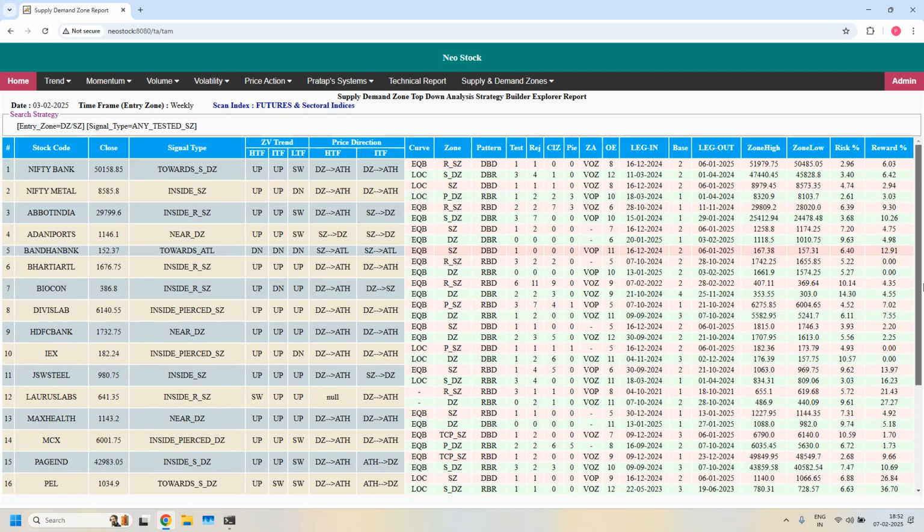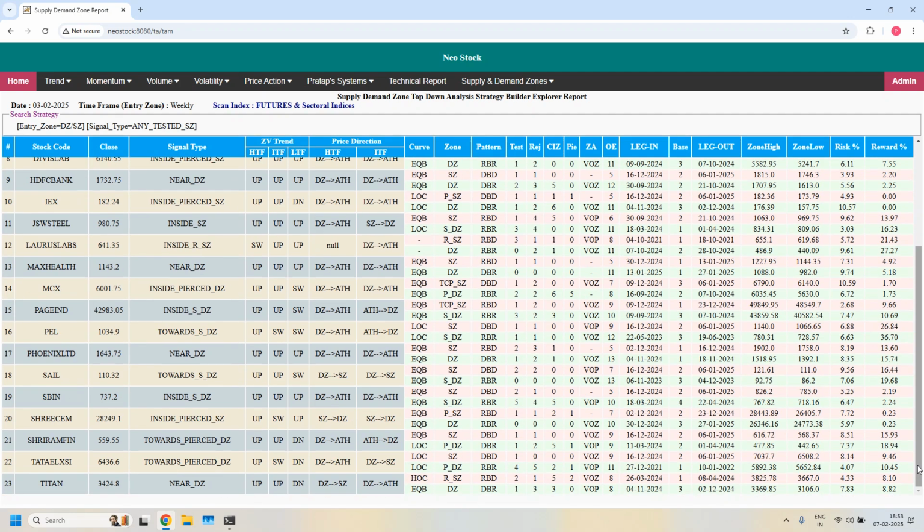So total 23 stocks having weekly supply zones are tested during this week. First 16 stocks in this list. BANKNIFTY weekly supply zone is tested during this week. NIFTY metals also tested. Okay, I'm scrolling the list down. So these 23 stocks are having weekly supply zones and they were tested during this week.